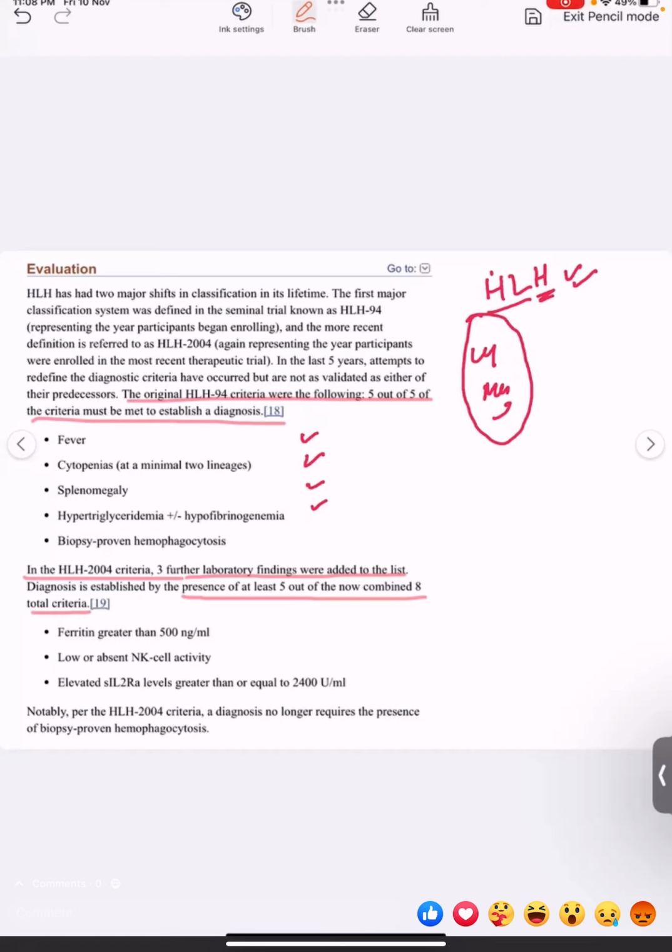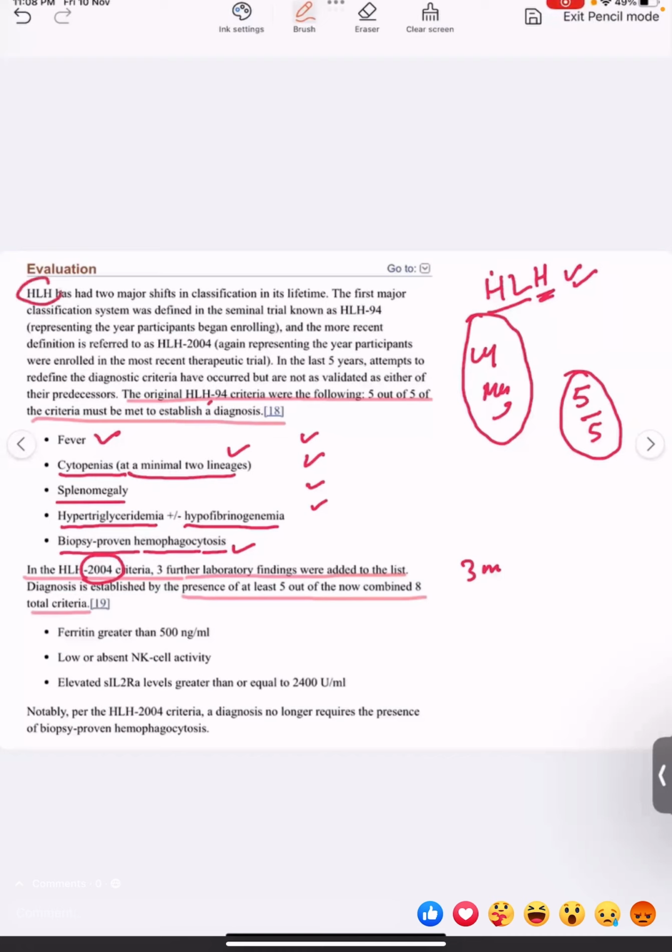Okay, so what is that? They say there must be fever present. Have they given fever in the scenario? Yes, that was present. Cytopenias of a minimum of two lineages, splenomegaly, hypertriglyceridemia, hypofibrinogenemia, biopsy-proven hemophagocytosis, right? In 1994 they said there are five criteria, and 5 out of 5, just like your 33 by 33, must be present to make a diagnosis of HLH.